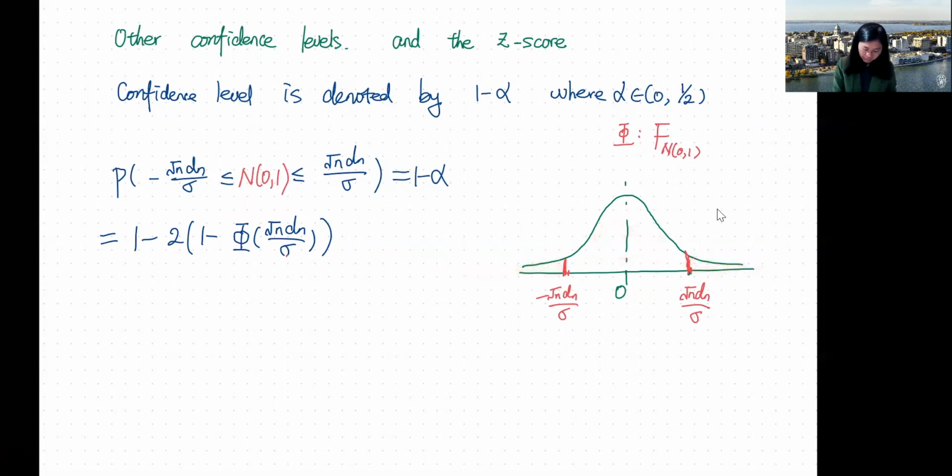So that should be equal to 1 minus the probability that a normal 0, 1 is either greater than the positive value or less than or equal to the negative value. That means the absolute value is greater than the positive value.